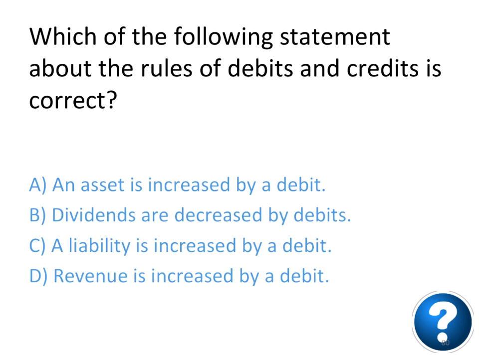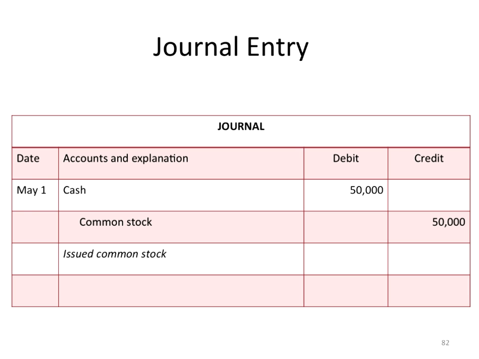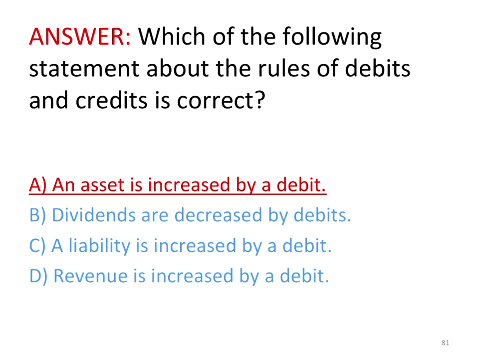Which of the following statements about the rules of debits and credits is correct? It is: an asset is increased by a debit.